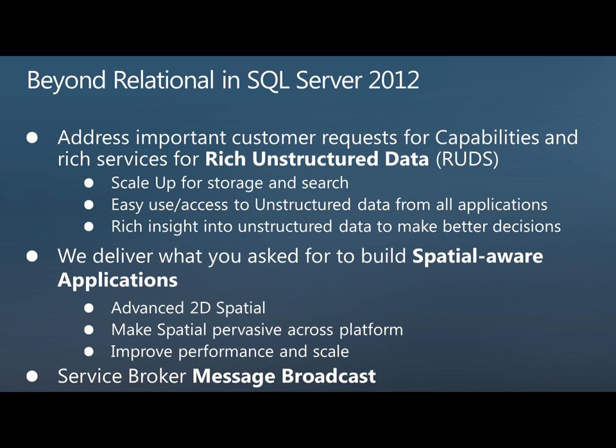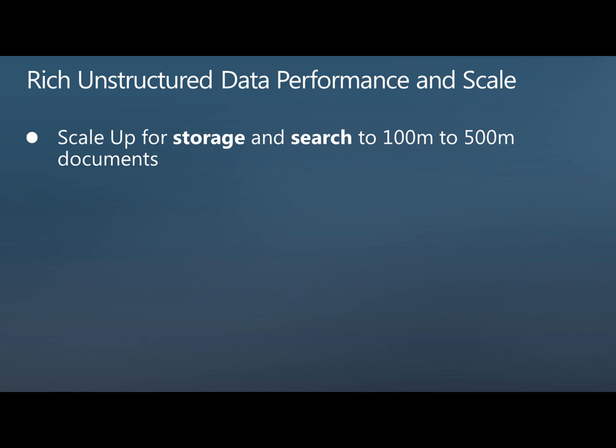So let's first look at rich unstructured data performance and scale. Our goal was that we can scale up storage and search to at least 100 million large and 500 million small documents. Now, this is not an upper bound. This is just what we made sure that we would hit. With the understanding that, given that we have enough hardware and can scale up more, we should be able to go further up to higher numbers than this without big problems.